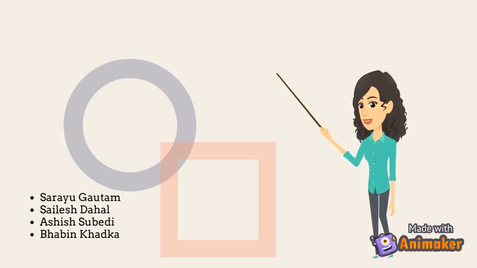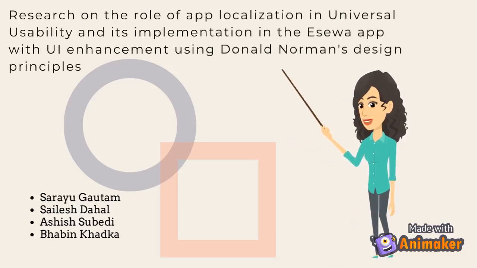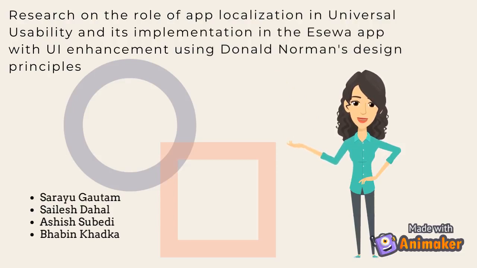The topic of our project is research on the role of app localization in universal usability and its implementation in the eSeva app with UI enhancement using Donald Norman's design principles. This video is a walkthrough of what we have accomplished in more than 6 weeks while working on this research project.